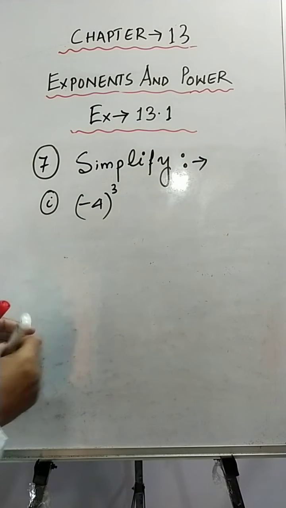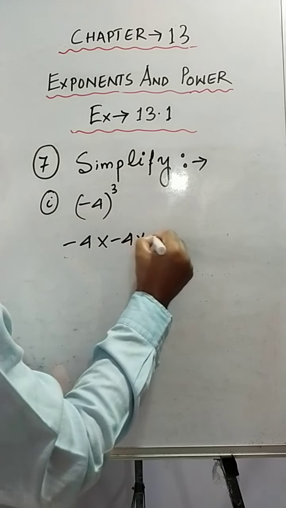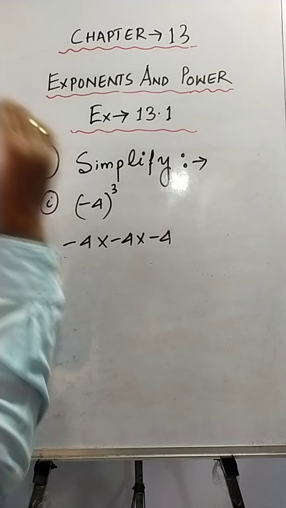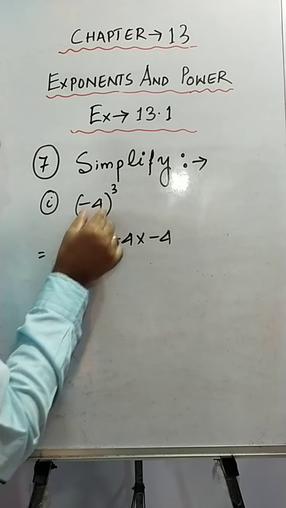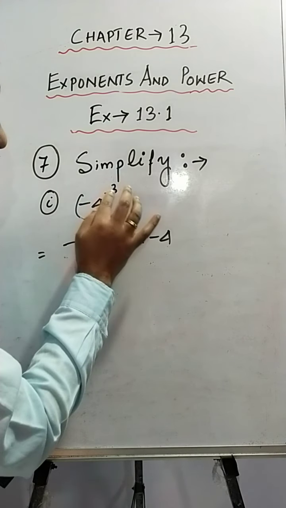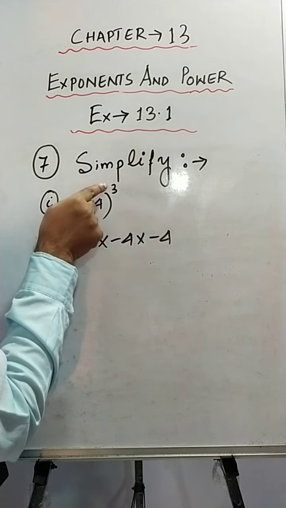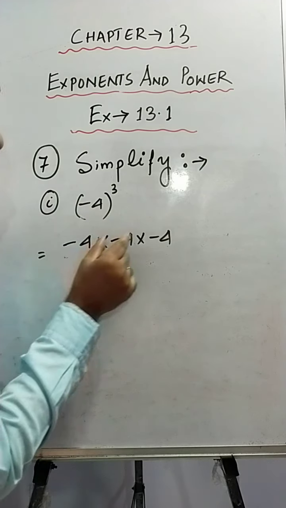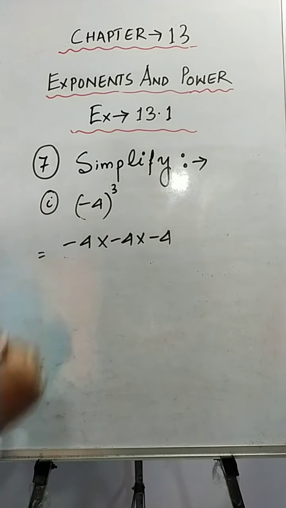Sum number 1 is minus 4 into minus 4 into minus 4. What did I say in the last class? This is the base and this is the exponent. The number which carries the power is the base. What is the exponent saying? How many times this minus 4 needs to be multiplied? That is 3 times. You have to multiply this minus 4, 3 times.